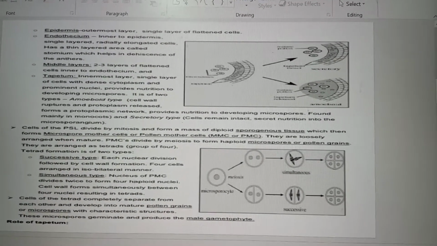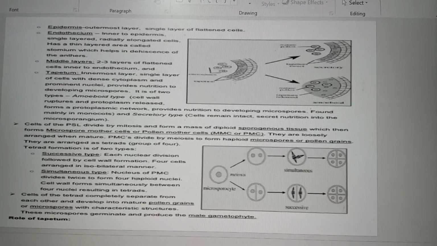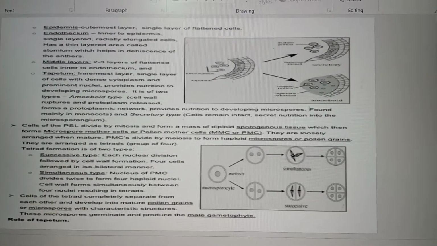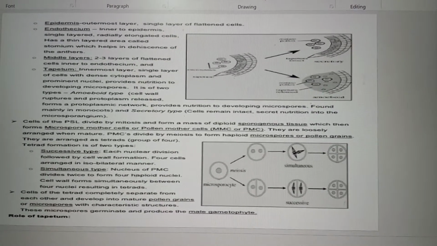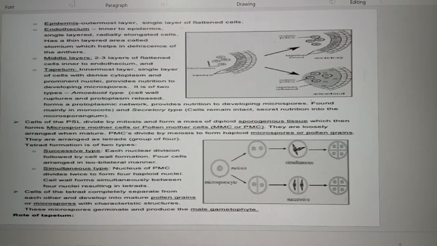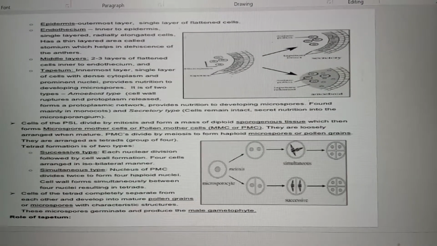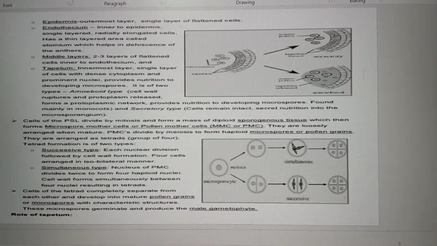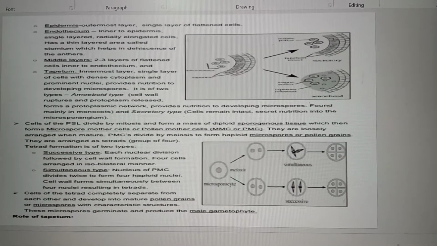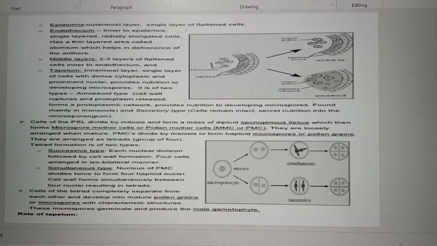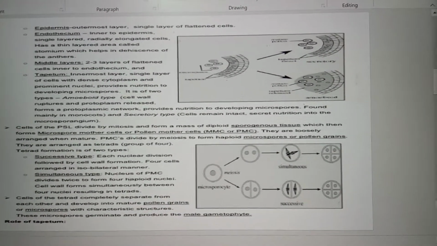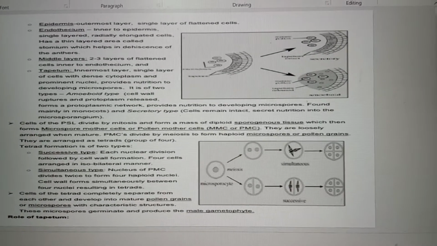The amoeboid type forms a periplasmodial fluid which completely bathes the developing sporogenous tissue or developing microspores, and the secretory type remains intact and secretes nutrition into the microsporangium. Secretory means it releases the contents bit by bit, not at once, unlike the amoeboid type.